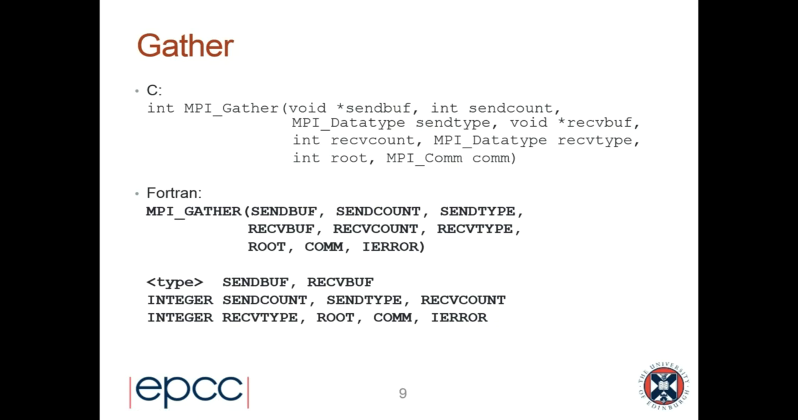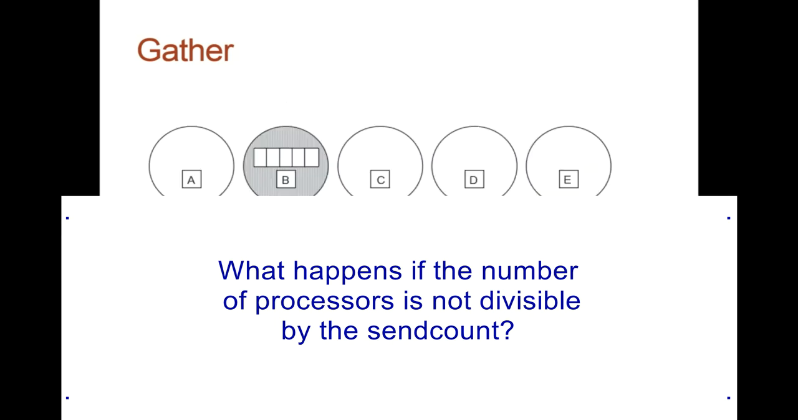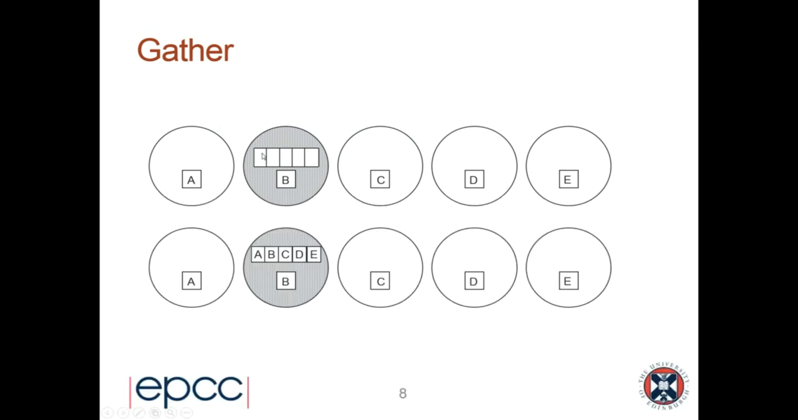But again, what was the number of processes? The send count here is one. And so basically, I see what you're asking there, Ed, but the prototype is MPI gather. If you do MPI gather with send count and receive count equal to one, it says, I want to send one element and I want to receive one element from each process. And so you will get an A, a B, a C, a D, and an E. And it will just assume that you've declared the receiving array to be big enough.